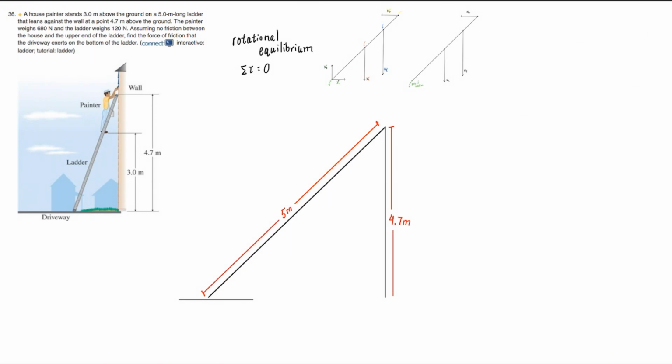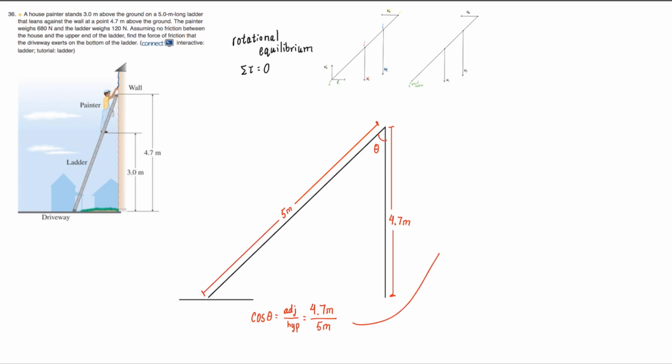Now, one thing we're going to have to find before we move on with this question is the angle between the wall and the ladder. In order to do that, we're going to use the cosine function. So we're going to do a little bit of trigonometry. We know that cosine of theta is equal to adjacent over hypotenuse. In this case, our adjacent side is the wall, or the height of the ladder, so that's going to be equal to 4.7 meters. And our hypotenuse is just the length of the ladder, 5 meters.